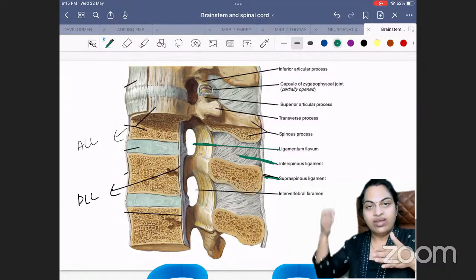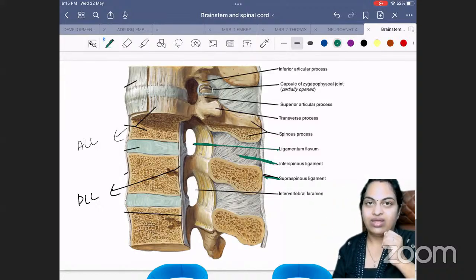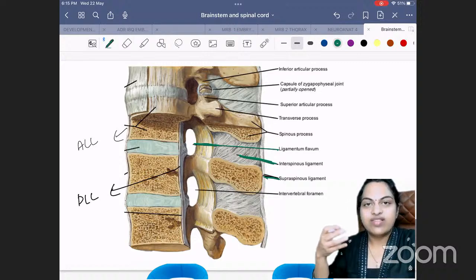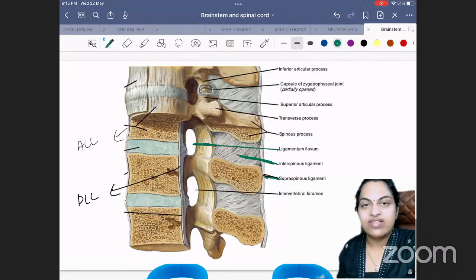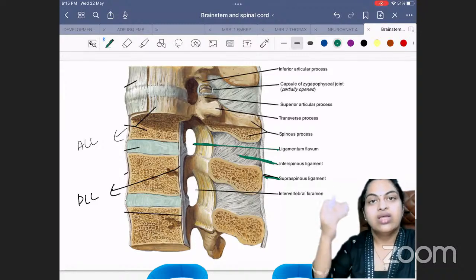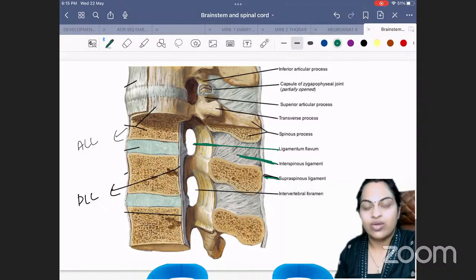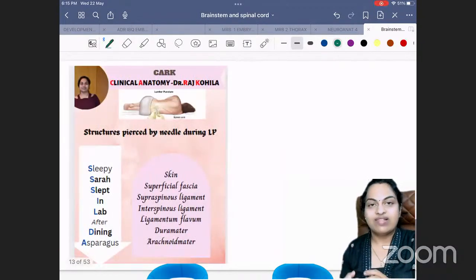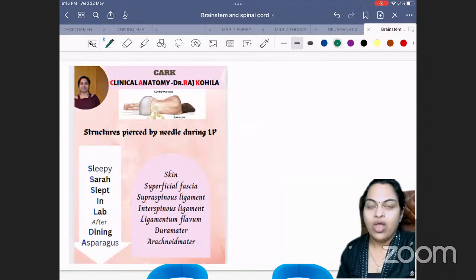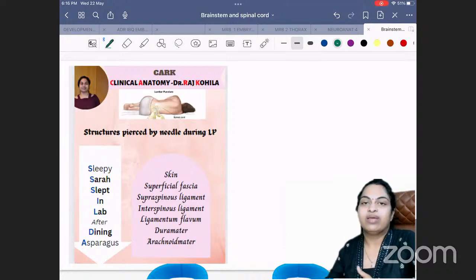So when you enter the ligamentum flavum, you're going to enter the epidural space. If you want to inject some anesthetic fluid to provide epidural anesthesia, you can just put your needle there. But in case you want to proceed further to collect the CSF, then the needle has to pass through the epidural space, the dura mater, the subdural space, the arachnoid mater, and then enter the subarachnoid space. So if you want to collect CSF in the lumbar puncture, what is the order of the structures pierced by the needle?